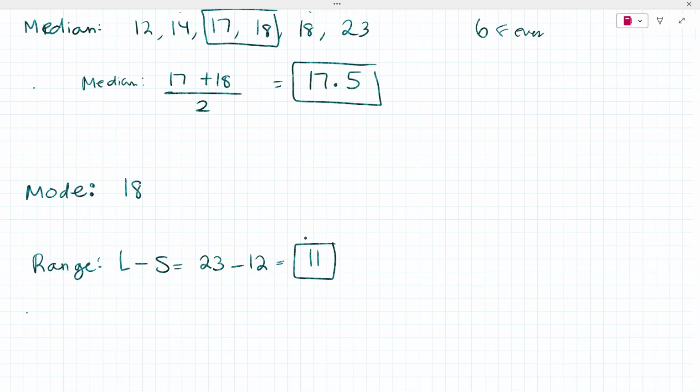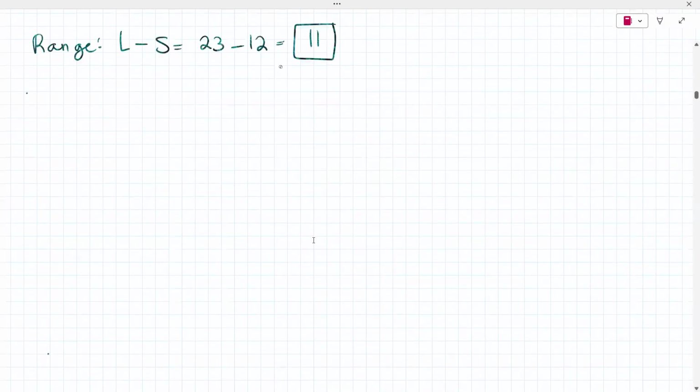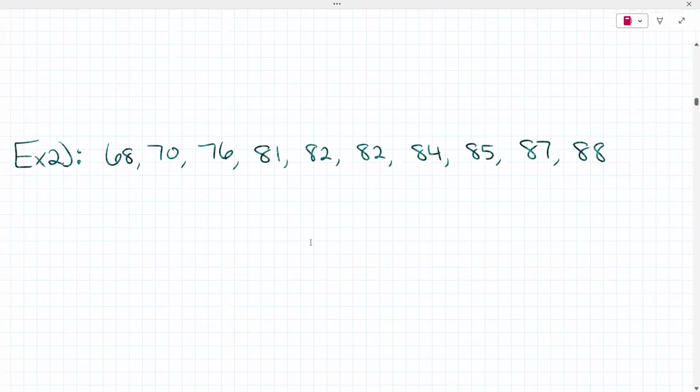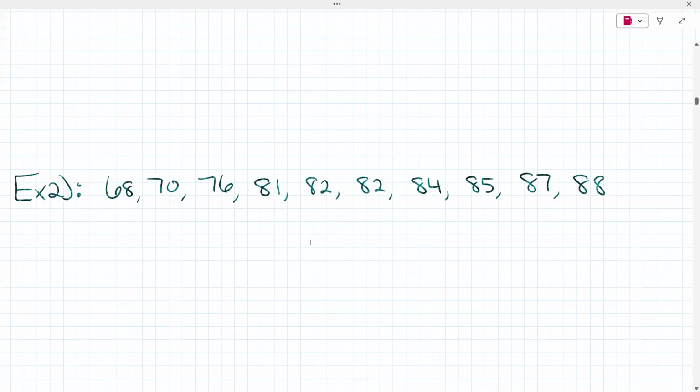I think not too bad, right? So let's move on to example 2. In example 2, the same direction, find mean, median, mode. And we have these numbers: 68, 78, 76, etc. So let's quickly count how many numbers we have. There's 1, 2, 3, 4, 5, 6, 7, 8, 9, 10. So 10 is even. Now what I'm going to do is put it in order.